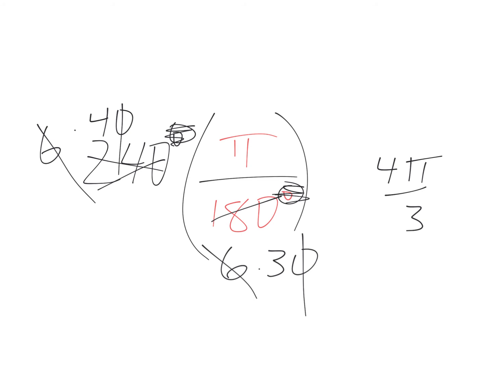But can you go from radians to degrees? 2 pi over 3 is in radians. Change it to degrees by multiplying by the right thing.